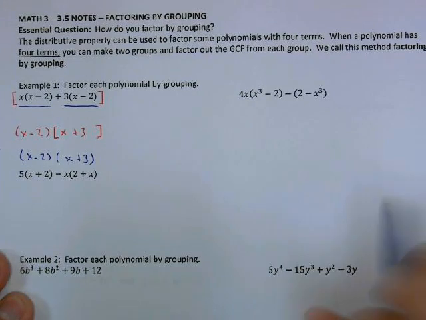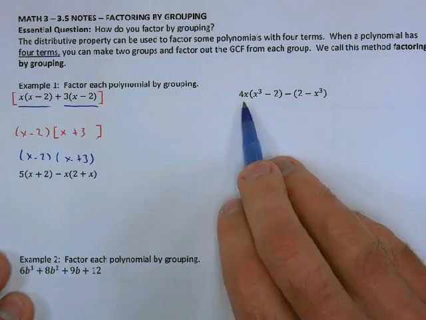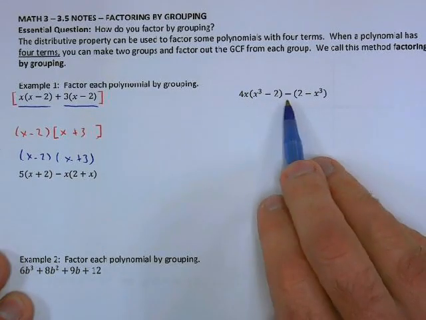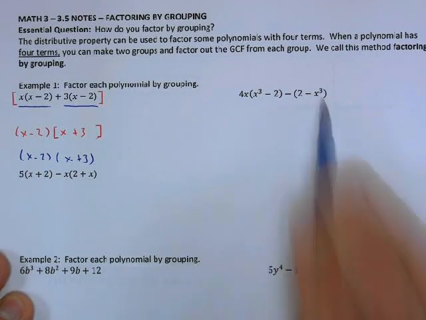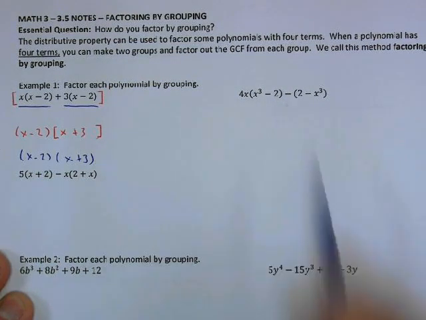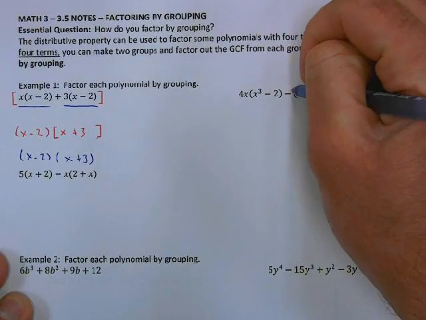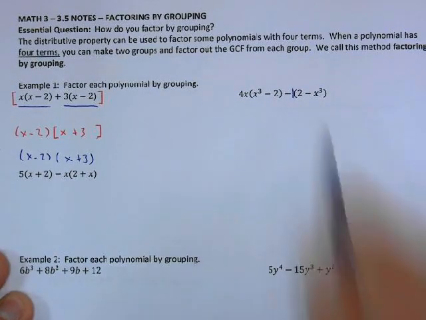Next, this one's a little bit different. We've got 4x times x cubed minus 2, minus 2 minus x cubed. Now two things we want to do here. First of all, it just says minus that thing, or it might say just plus that thing. It might be easier to put a 1 in there. We want to think of that as minus 1 times that thing there.